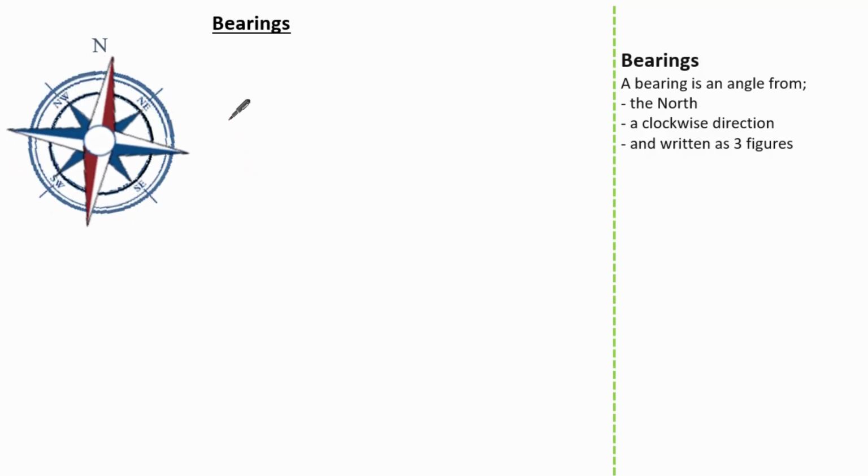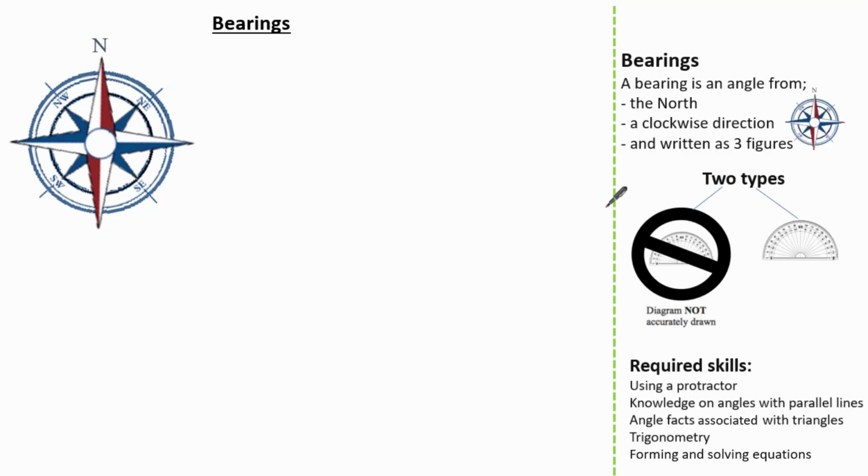Bearings are used in marine and aeronautical navigation because wherever you go in the world, the north is always the same. The clockwise direction is always the same, and 3 figures helps us minimize any confusion. So, bearings are a powerful worldwide application of angles. So now we know what a bearing is.